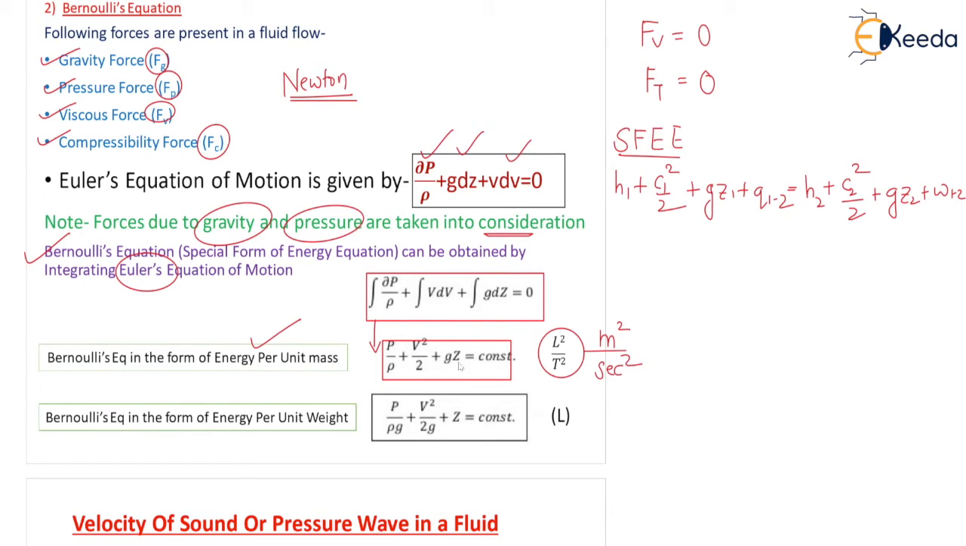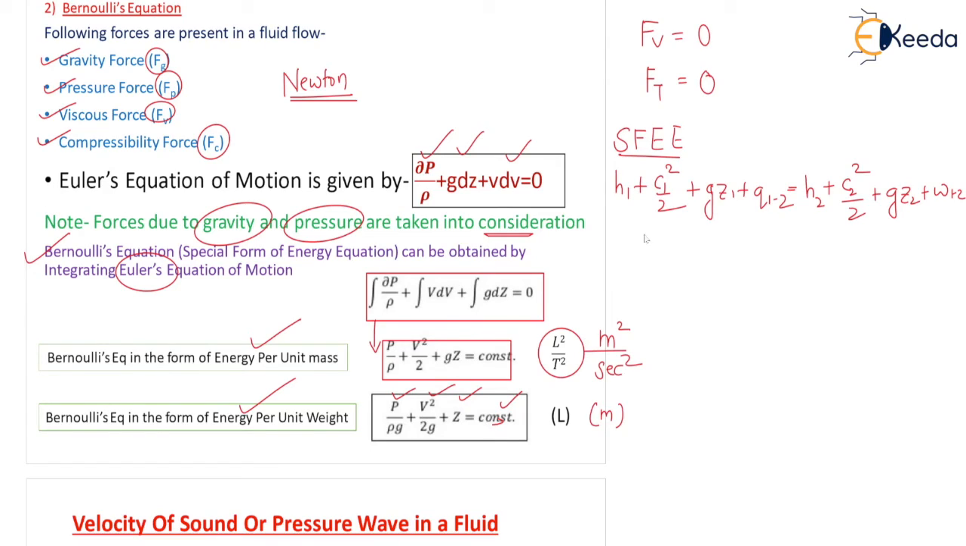Dividing the above equation throughout by acceleration due to gravity g, we have another equation, known as Bernoulli's equation in the form of energy per unit weight. So p by rho g is the first term, v square by 2g plus z equal to constant, and the dimension is L and the unit will be meter. Each and every term is called pressure head plus velocity head plus datum head equal to constant.